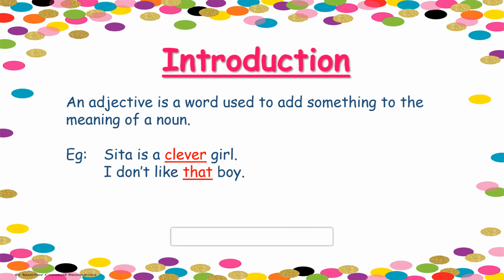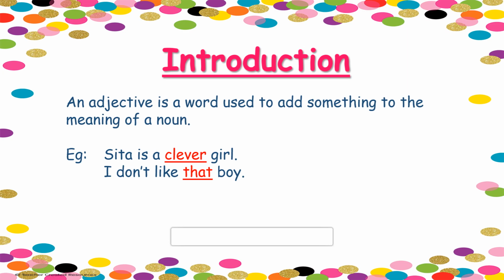As I've already told you, in this video we are going to discuss, first of all, the introduction part, what an adjective is. So as you can see on the screen, the definition is given. An adjective is a word used to add something to the meaning of a noun. Basically, what this sentence wants to say is that an adjective is a word that adds meaning to the noun. It gives meaning to the noun. It tells more about the noun. Now, with the help of an example, we will see.